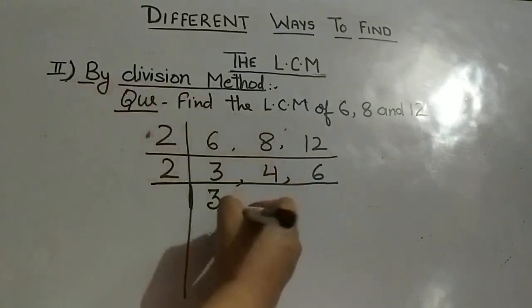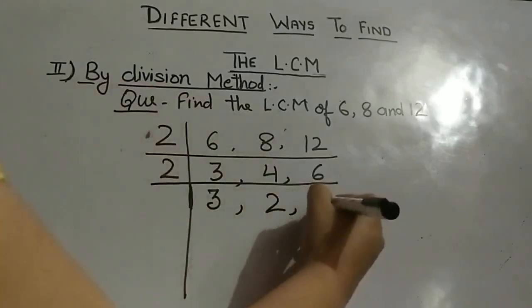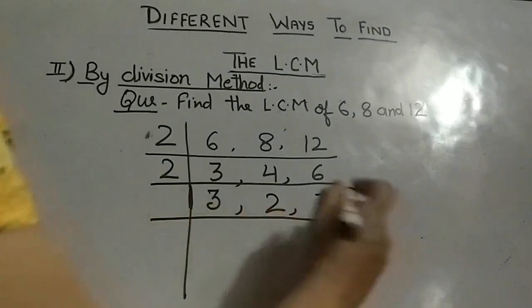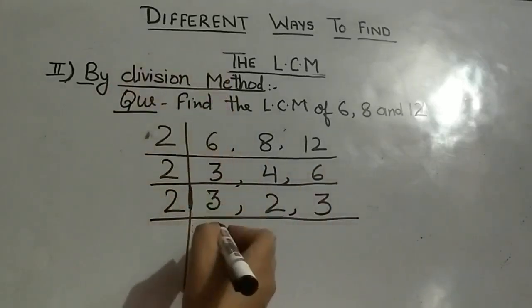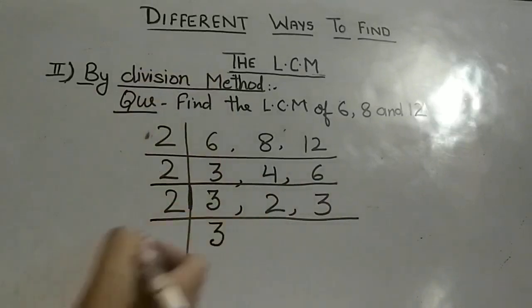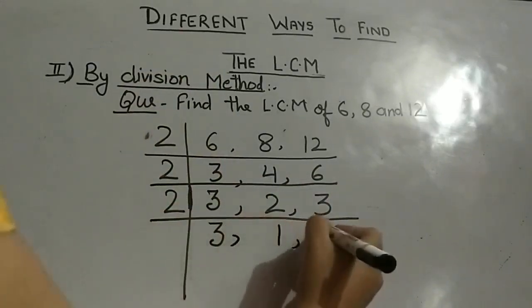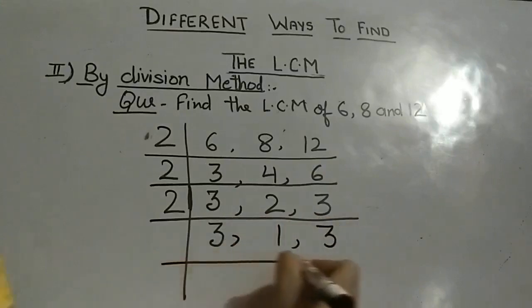Now we'll go to the 4. 2 2s are 4. 2 3s are 6. Again we can divide this 2 by 2, so we'll divide it. 3 we can't divide, so we'll bring it as it is to the next row. 2 1s are 2 and 3 again as it is.